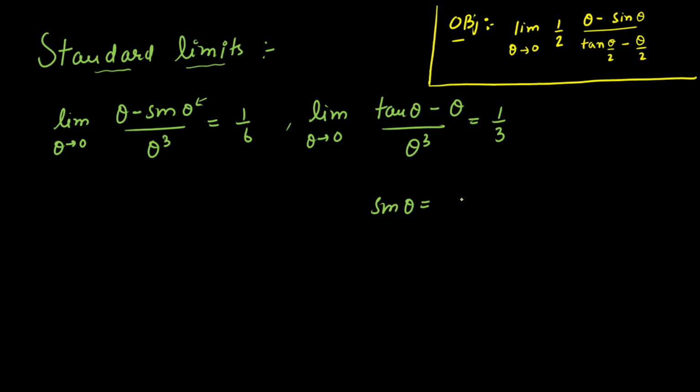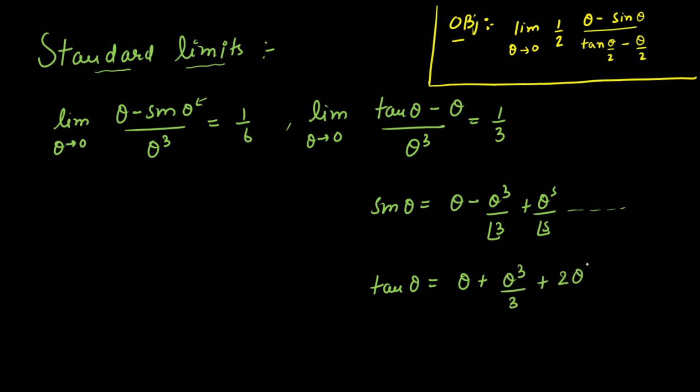So the expansion of sine theta is theta minus theta cube divided by 3 factorial plus theta raised to power 5 divided by 5 factorial, and this sequence goes on. Similarly, the expansion of tan theta is theta plus theta cube divided by 3 plus 2 theta raised to power 5 divided by 15, and again the sequence goes on. So I'm going to use this expansion in the standard limits, and I'm going to prove this is 1 by 6 and this is 1 by 3.